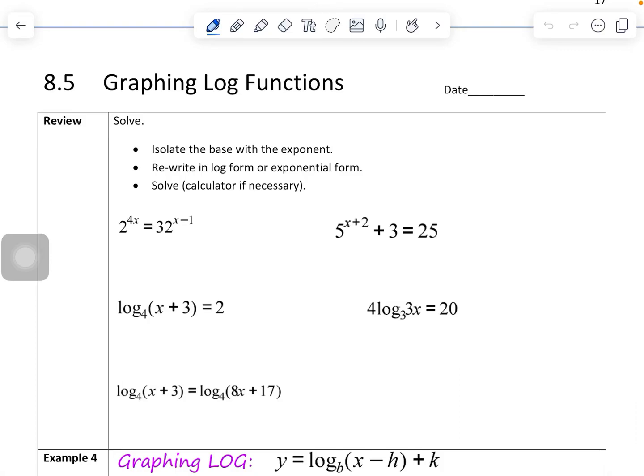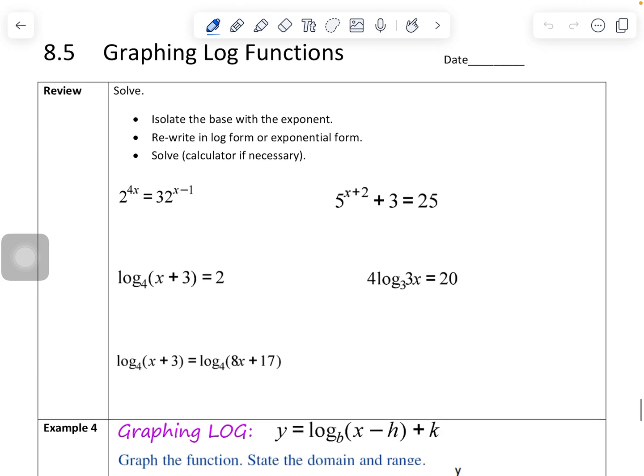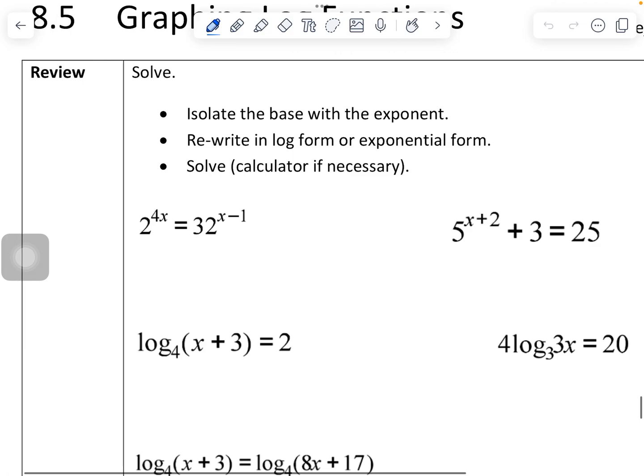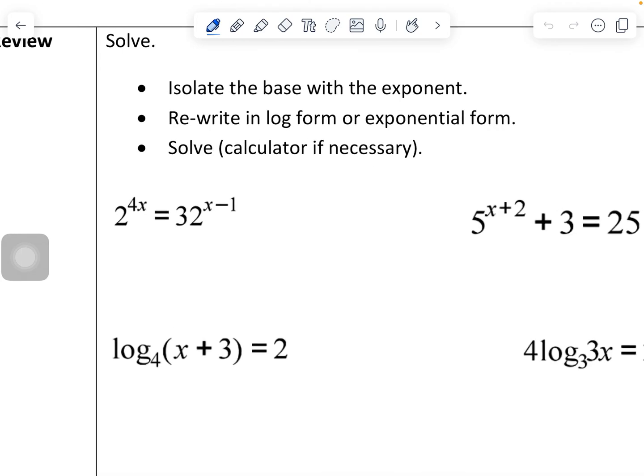Hello, welcome to the last lesson of Unit 8, which is graphing log functions. We're going to start out with some review problems here. So the first thing we want to do is isolate the base with the exponent, rewrite in log form, and then solve with our calculator. Rewrite in the opposite form, I should say.